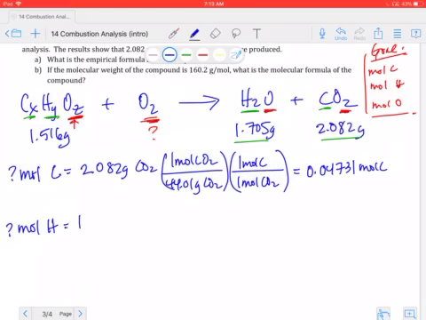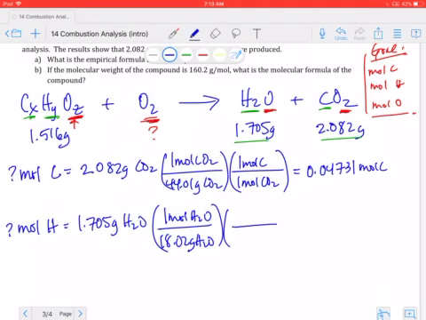Then we can do a similar approach to find our moles of hydrogen. We're going to use that mass of water. So we do the molar mass of water. And then this one, that next step is a little more important because we want to remember there are 2 moles of hydrogen in every 1 mole of water. So it's more important that we do that for the hydrogen. So this gives us 0.1892 moles of hydrogen.